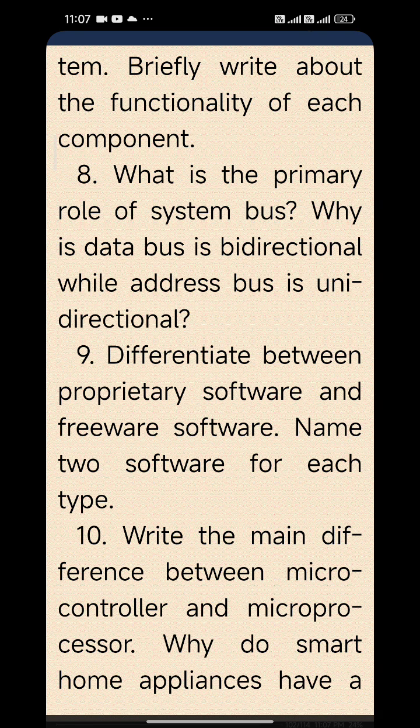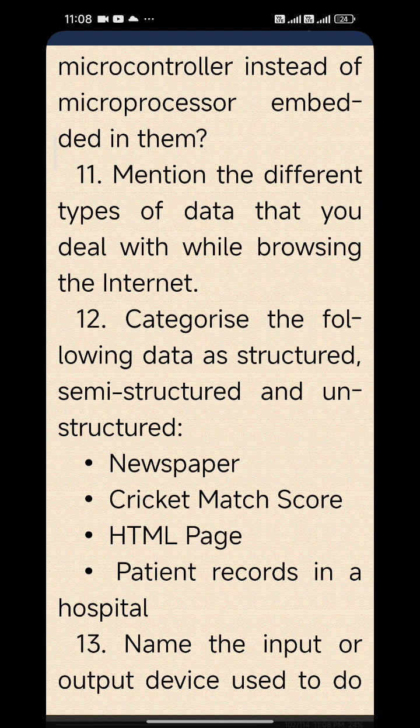9. Differentiate between proprietary software and freeware software. Name two software for each type. 10. Write the main difference between microcontroller and microprocessor. Why do smart home appliances have a microcontroller instead of a microprocessor embedded in them? 11. Mention the different types of data that you deal with while browsing the internet.